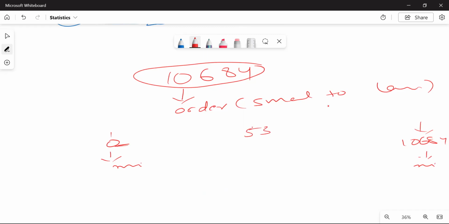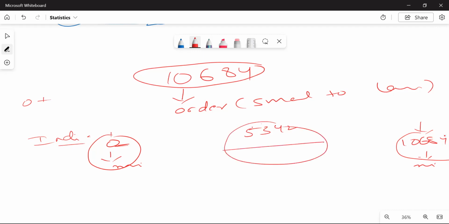It's the first value plus the last value, divided by 2, which gives 5342. This is the index. Index 0 is your smallest value. The value at the position of index 10684, we call the max value. The value at the position 5342, we call the median.